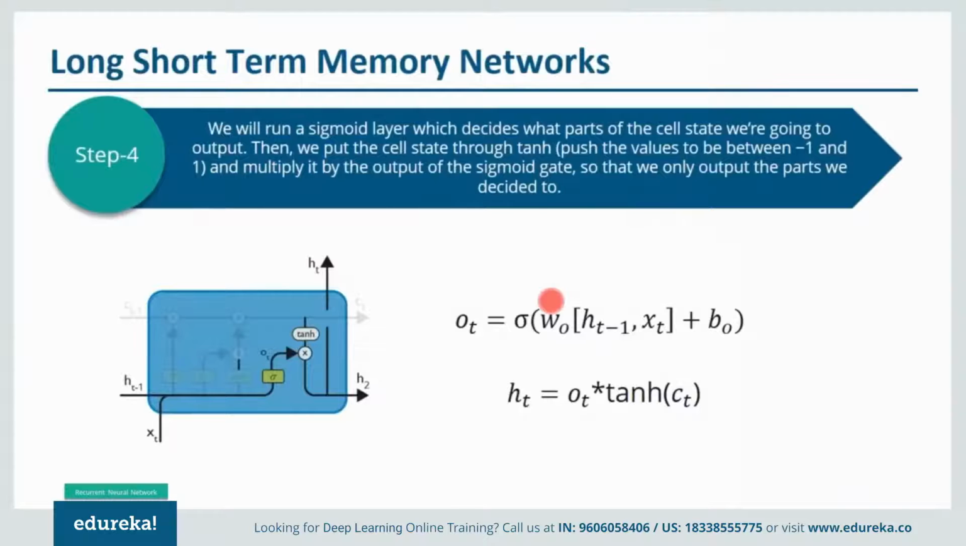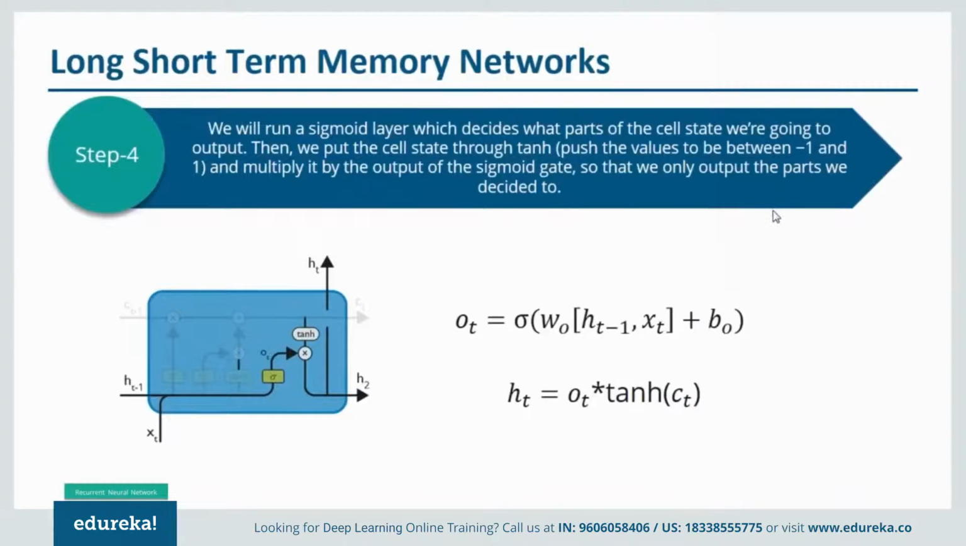All right. Now I'll take the example of that language model again. Since it just saw a subject, it might want to output information relevant to a verb, in case that's what is coming next. For example, it might output whether the subject is singular or plural, so that we know what form a verb should be conjugated into. All right, and you can see from the equations as well. Again, we have a sigmoid function. Whatever output we get from there, we multiply it with tanh ct to get the new output.